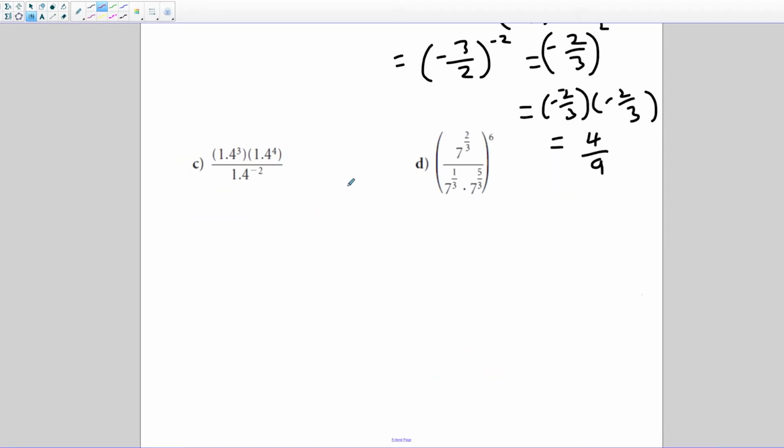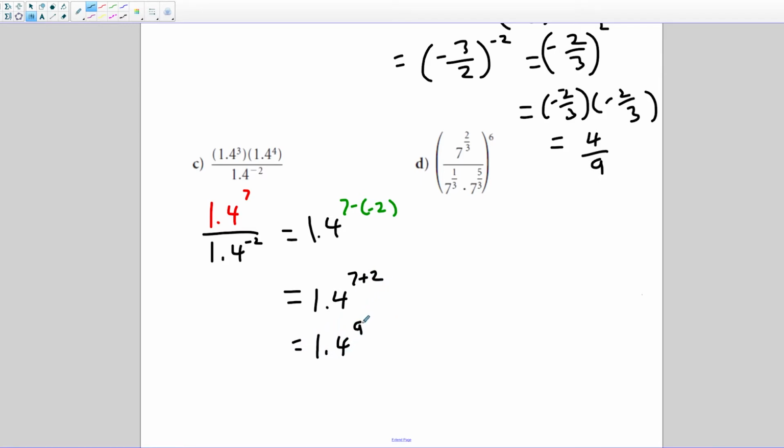In example C, there's a couple different things we could do. I'm going to go ahead and simplify the top here first. Since we are multiplying powers with the same base, I'm going to add the exponents, which means that I have 1.4 to the power of 7. And now we're going to divide it by 1.4 to the power of -2. Well, since we're dividing two powers with the same base, I'm going to subtract my exponents. So this means that I have 1.4 to the power of 7 minus a -2. Keep in mind that when we subtract a negative number, this will mean that we are adding them. So this means that we have 7 plus 2, which means I have 1.4 to the power of 9.